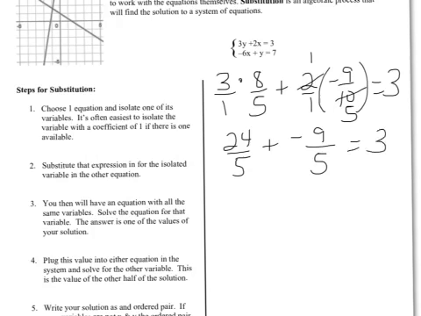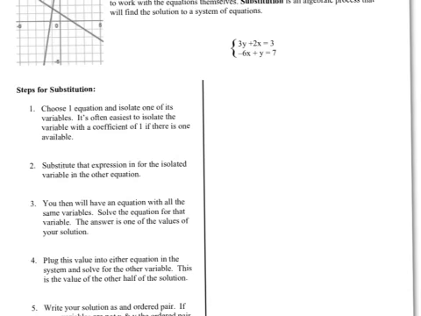And 24/5 plus negative 9/5 is the same as 24 minus 9, and last time I checked, 24 minus 9 was 15. So I get 15 over 5 is equal to 3. And you know that 15 divided by 5 is actually 3. So you get 3 is equal to 3. Okay, now we need to check the other one.